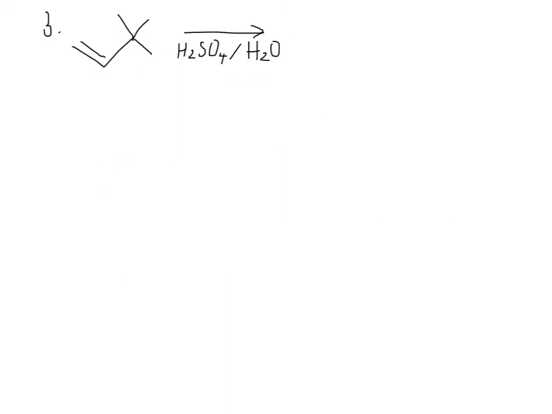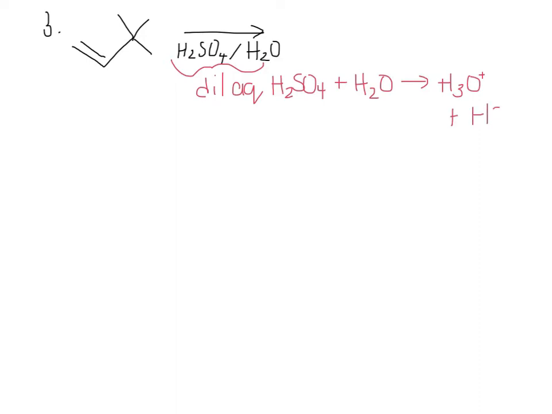Slightly different conditions in this example. We again have an alkene starting material, but we're under sulfuric acid / water conditions. So what this is telling me is that I have dilute aqueous H2SO4. So when H2SO4 and water combine, because H2SO4 is such a strong acid, it will protonate the water, which gives me a hydronium, and HSO4-, the conjugate base of sulfuric acid.